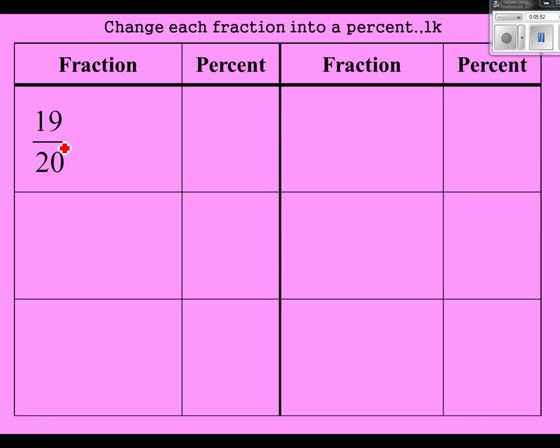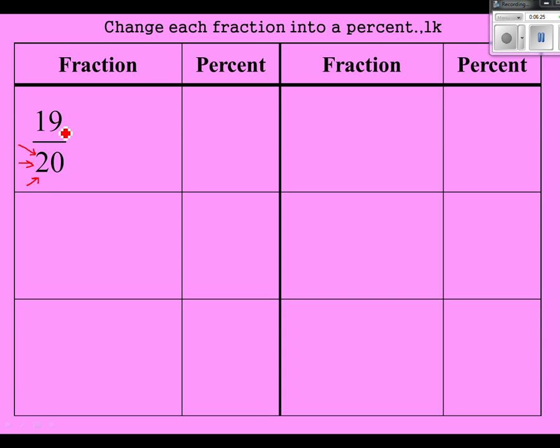19/20 has a very convenient denominator. Our denominator is 20. When I say convenient, I mean it's a number that goes into 100 quite nicely. 20 goes into 100, 25 does, 50 goes into 100, 10 does, 5 does. Those are numbers you like to have as denominators, because then it's just a matter of multiplying the numerator by that factor, whatever the factor is that it goes into 100.